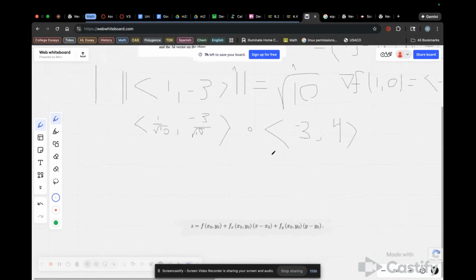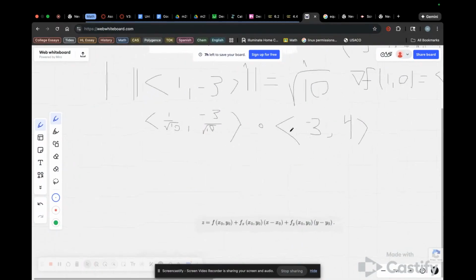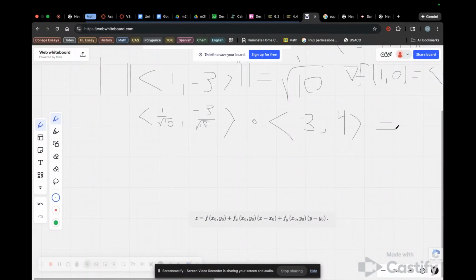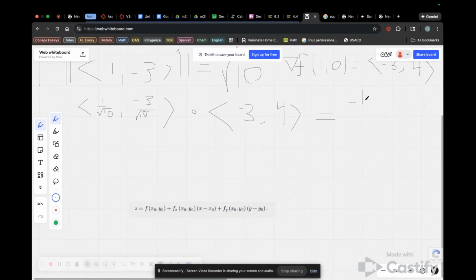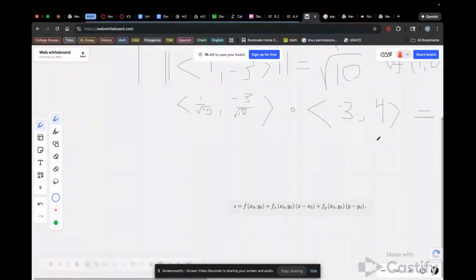So this gets us -3 and then -12. So it's -12 over square root of 10 plus -3 over square root of 10. So it's -15 over square root of 10. That's the answer for part 1. That is our directional derivative at that point.